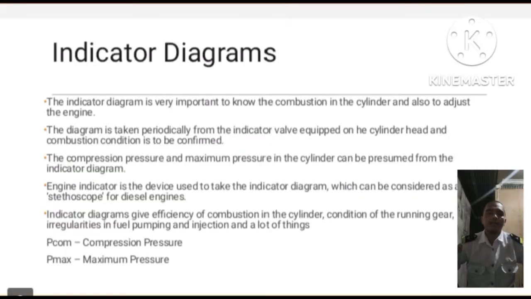The indicator diagram is very important to know the combustion in the cylinder and also to adjust the engine. The diagram is taken periodically from the indicator valve equipped on the cylinder head, and the combustion condition is to be confirmed. Third, the compression pressure and the maximum pressure in the cylinder can be presumed from the indicator diagram.